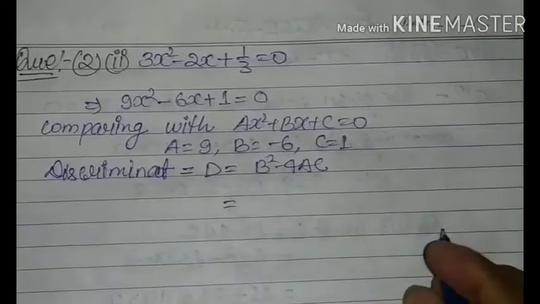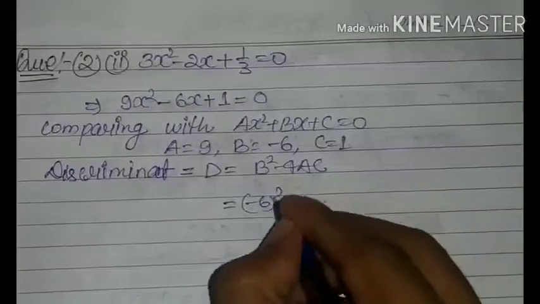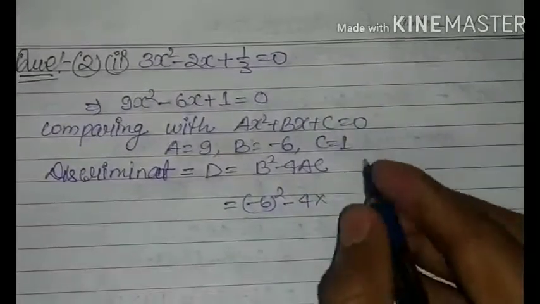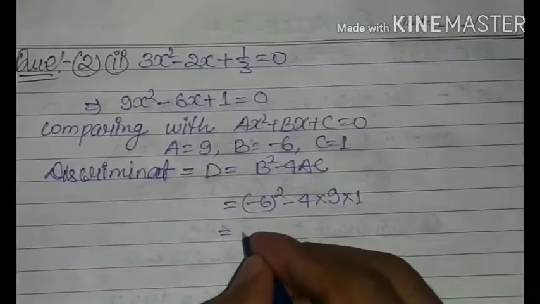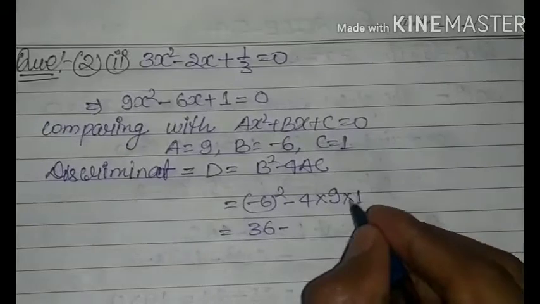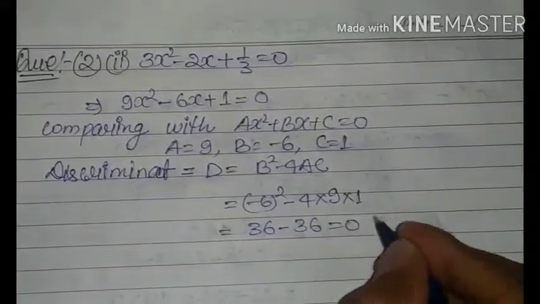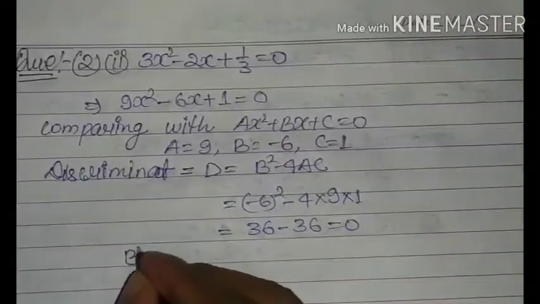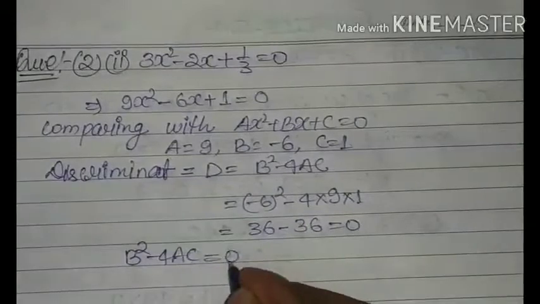Then for the value of b² - 4ac, I'm going to put in all the values of a, b and c. Here it will be (-6)² - 4 times the value of a, which is 9, and the value of c, which is 1. Then it will be (-6)² is 36, and 4 nines are 36. 36 into 1 will be 36, and 36 minus 36 will be 0. Clearly we get b² - 4ac equals 0.